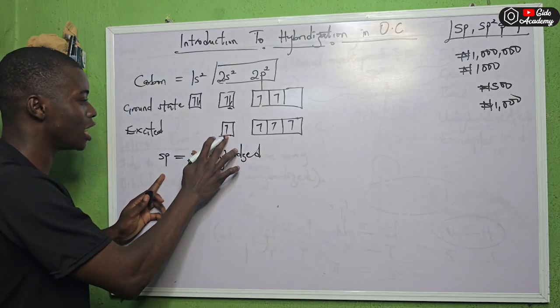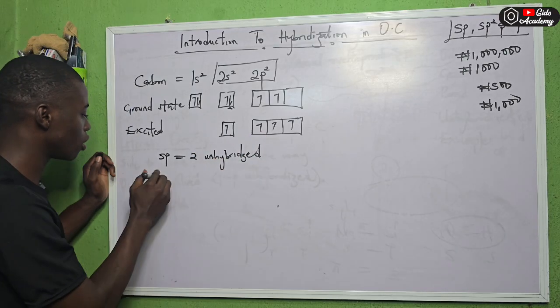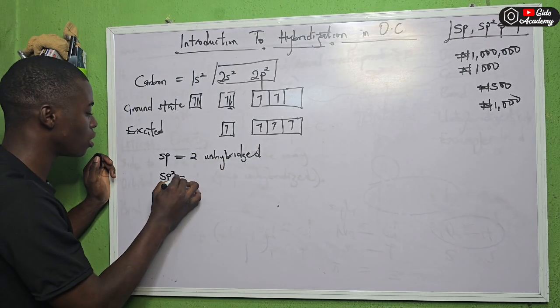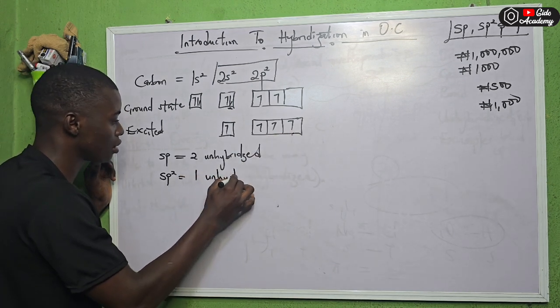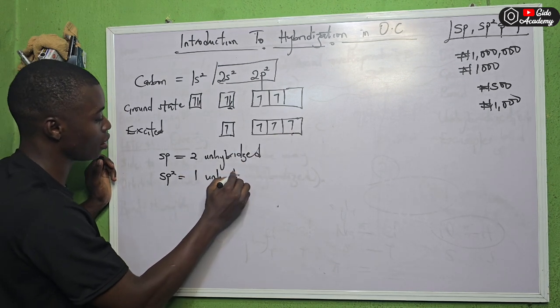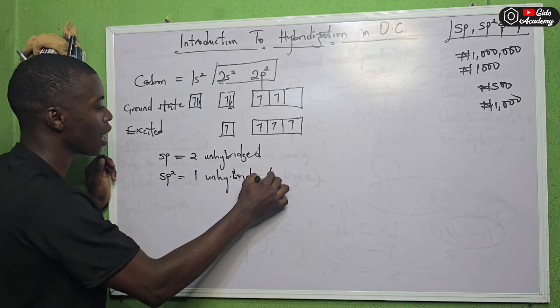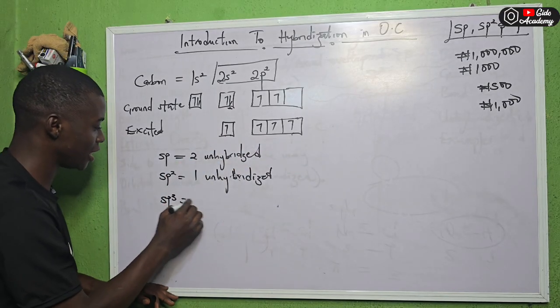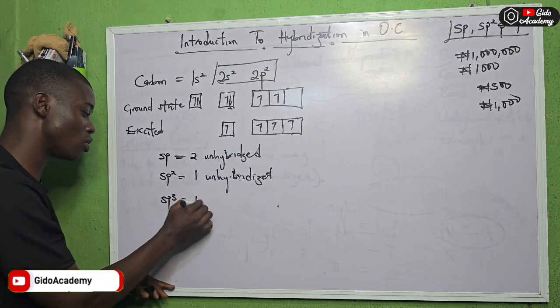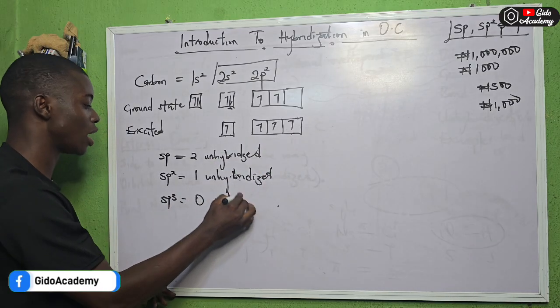Then when one of the s blends with 2 p, it's going to give us sp2. And how many unhybridized do you have there? 1. Unhybridized. And when this one blends with 3, we are going to have sp3. And this sp3, how many unhybridized do you have? The answer is 0 unhybridized.